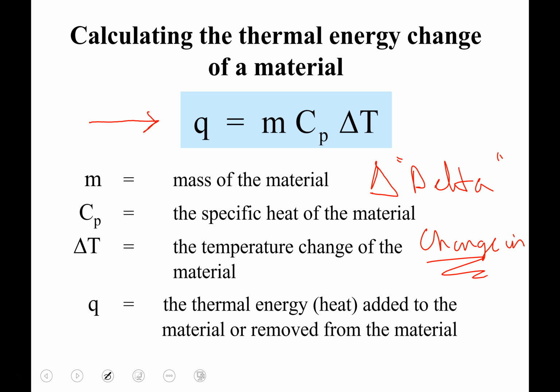And deltas are always going to be final minus initial. Delta, we take the final state, and from that we subtract the initial state. In this case, we're taking the final temperature, and from that we are subtracting the initial temperature. Deltas do have a sign. Our delta T's will have a sign.